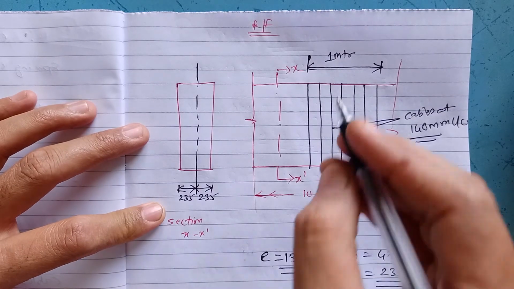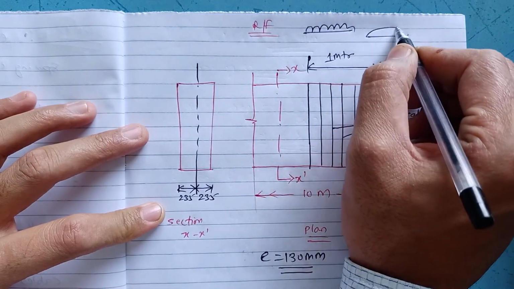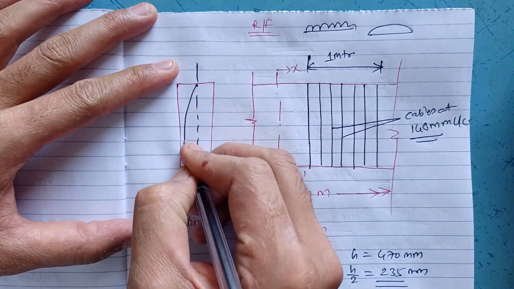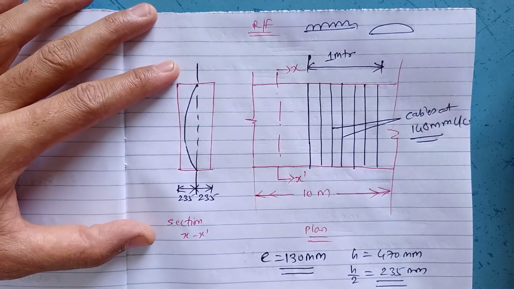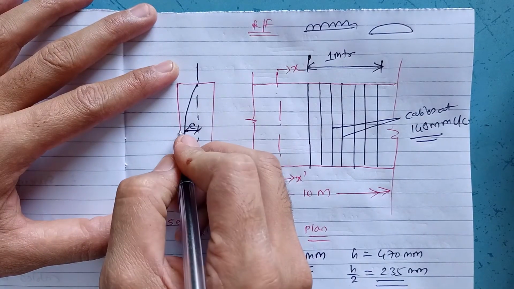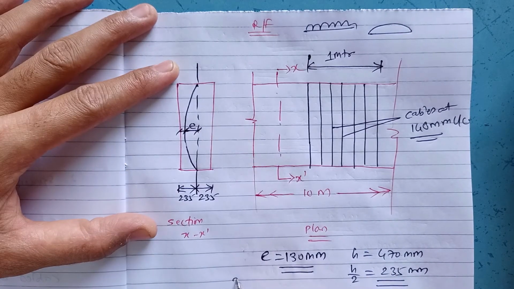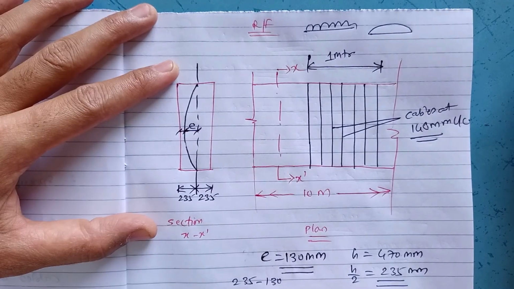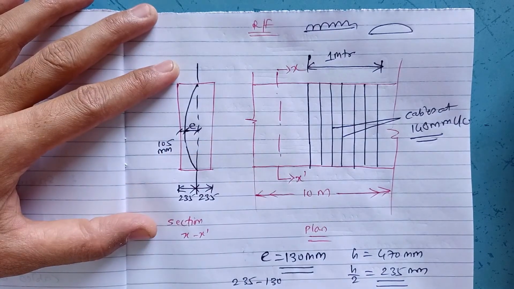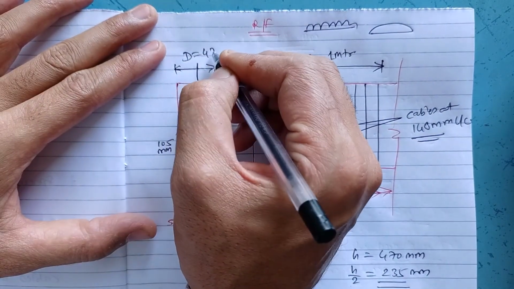Now don't forget that the slab is subjected to UDL, hence its bending moment will be parabolic in nature, or a second degree curve. Hence the cable profile will be parabolic in this way. This will be the cable profile, and eccentricity is always measured from the neutral axis. The distance from neutral axis to the soffit will be remaining, that is 235 minus 130 is equal to 105 mm. This will be 105 mm. Now this is section X. This is the overall depth D equal to 470 mm.